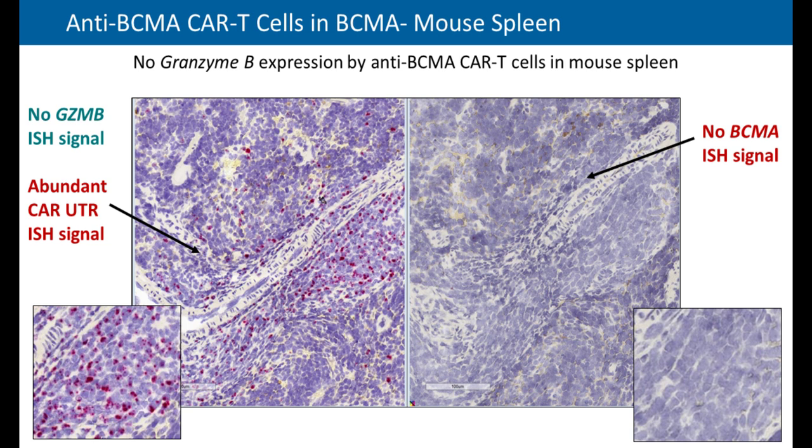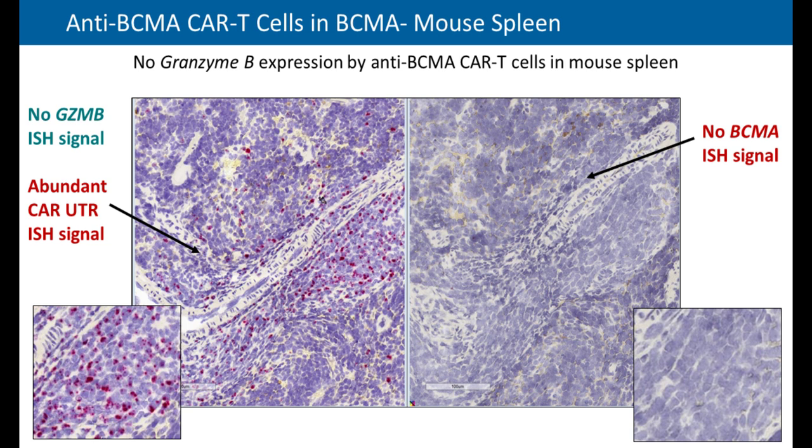So for the anti-BCMA therapy, when they designed these CAR T cells and injected them in the preclinical mouse model, they looked at the expression of these CAR T cells in different tissues. Here, they're looking at the expression of the BCMA antigen and the CAR T cells in the mouse spleen. On your right-hand side panel, you can see that the spleen tissue of this mouse has no BCMA antigen expression. And on your left-hand side, you can see in red the CAR T cells that are present in the spleen.